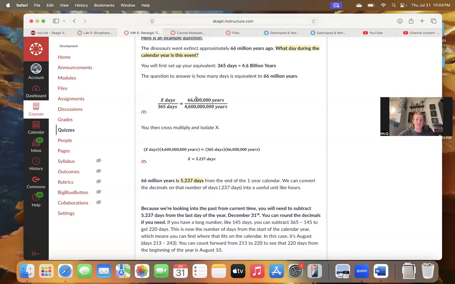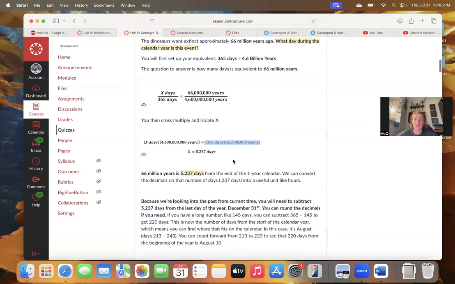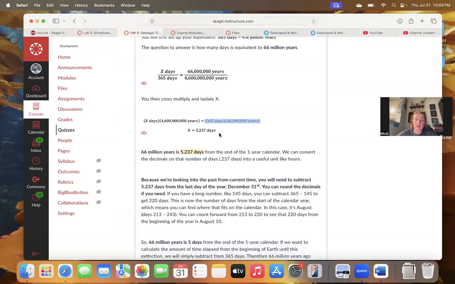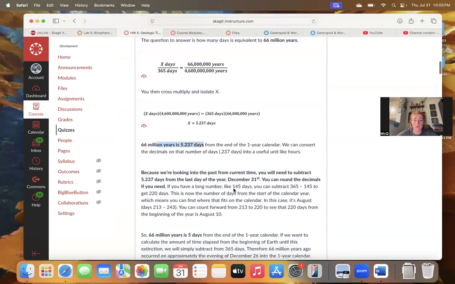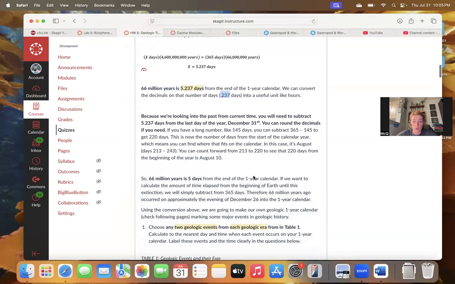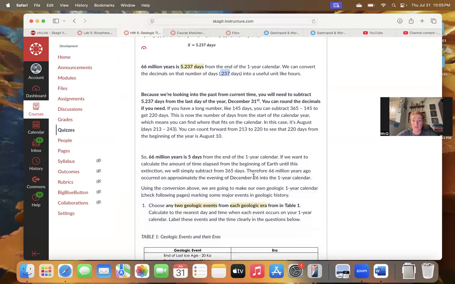Okay. So you're going to cross multiply and isolate x. Here's the math down here if you want to set it up this way. You're going to divide this by 4.6 billion years, and you're going to get approximately 5.237 days. Okay. So 66 million years is 5.237 days from the end of the 1 year calendar. And then the 0.237 days will go into hours here in a second.